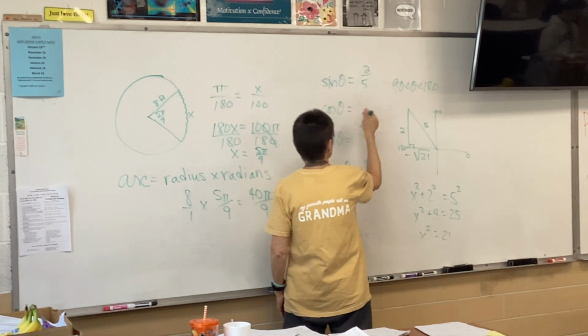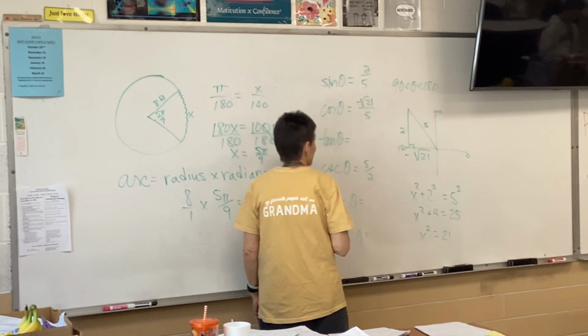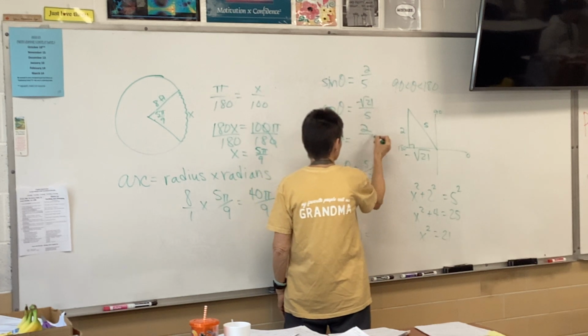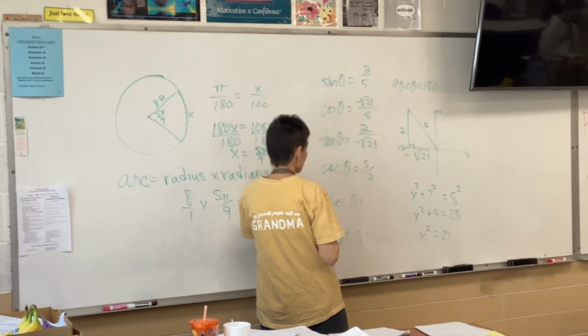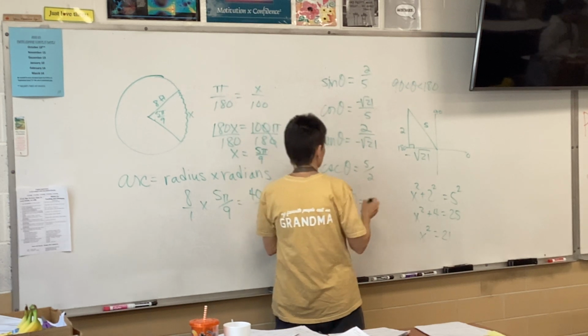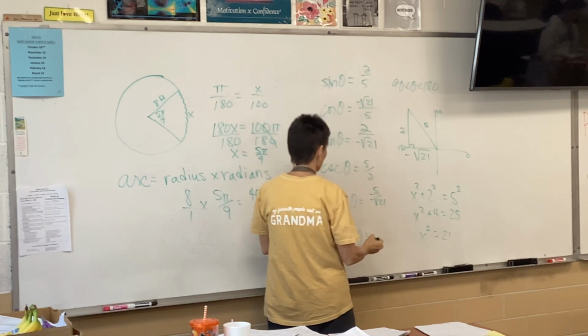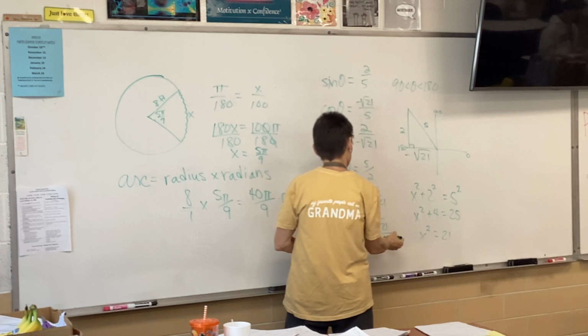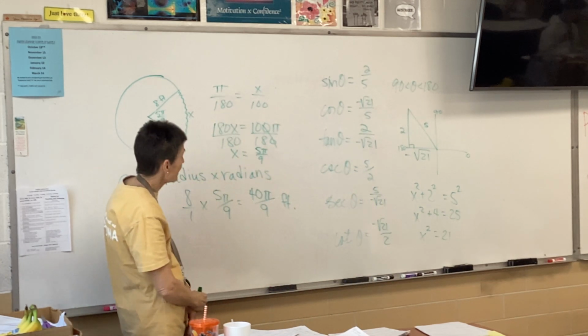Cosine is adjacent over hypotenuse. Tangent is opposite over adjacent. Secant and cotangent are just the reciprocals. So the secant will be 5 over negative root 21. And cotangent will be negative root 21 over 2. Now that's just my first stab at it.